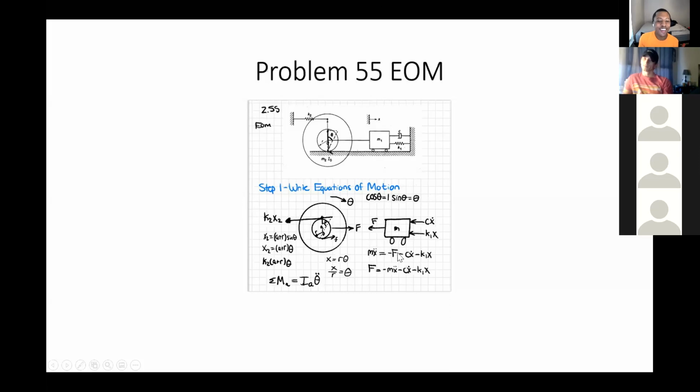You do minus F equals minus C x dot minus K1x. And that's your equation there. For the rotating one, it's going to be a little bit more complicated.